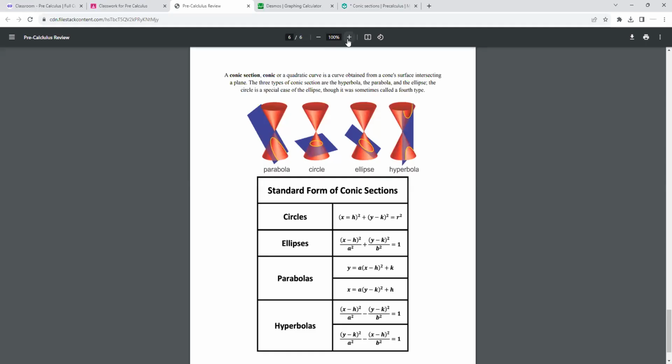Okay, so conic section, sorry for my voice, it's a little weird right now, I'm getting over a cold.